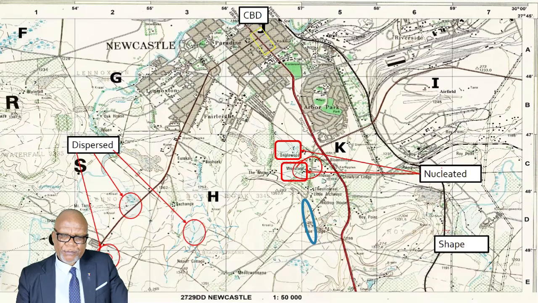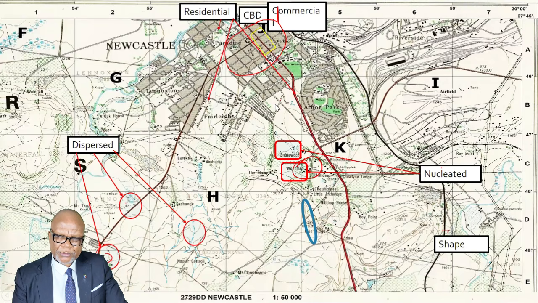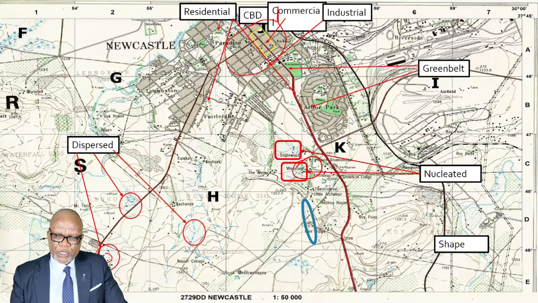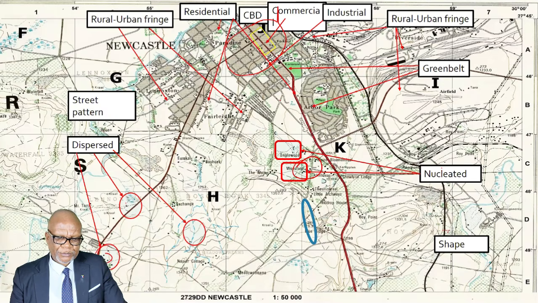Then we're looking now at land use zones. This is your urban morphology. You can see this is the CBD. This is the older part of the city. What do you see there? You see the grid iron street pattern. And you see the transport network making it most accessible. So you have your green belts. This is your rural-urban fringe.